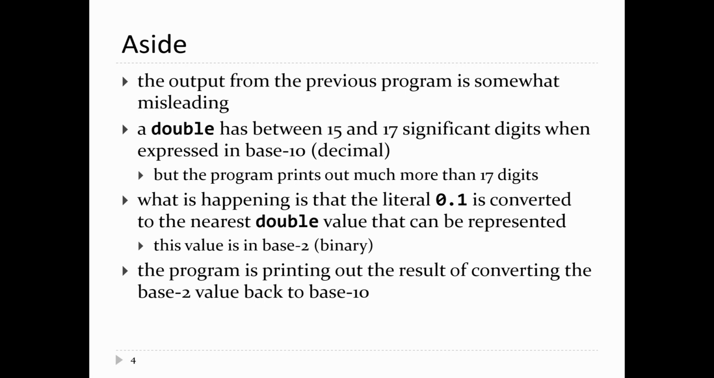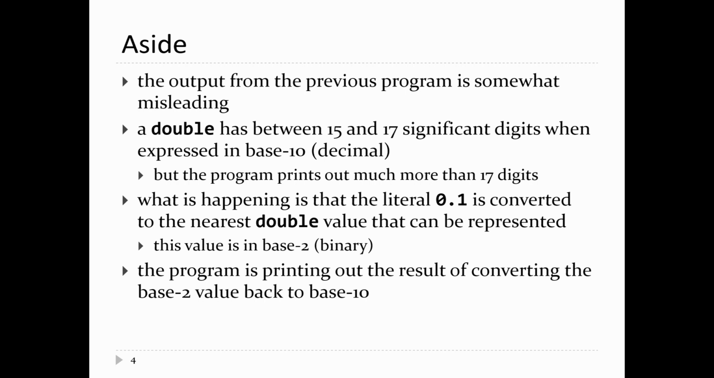So in other words, once you start to write down more than 17 or 18 or 19 numbers, the extra numbers that you write down are meaningless. Now that program prints out many more than 17 digits. And so what's happening is the computer can't represent 0.1 exactly.